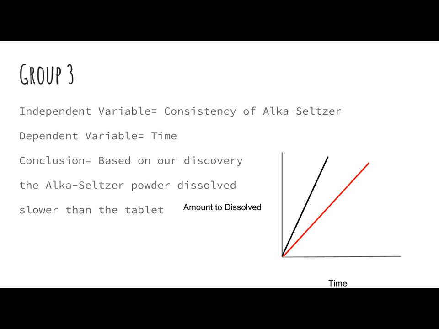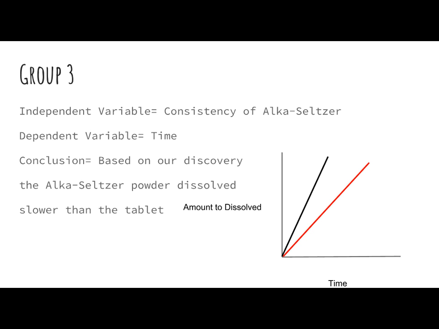So this is the graph that we made based on our data, and the red line, I think, was our beaker 2, which was the powder when we crushed it up. It took longer to dissolve, so that's why the line is a little bit more horizontal. And then this is the whole tablet when we just put it in undissolved, which dissolved much more quickly.